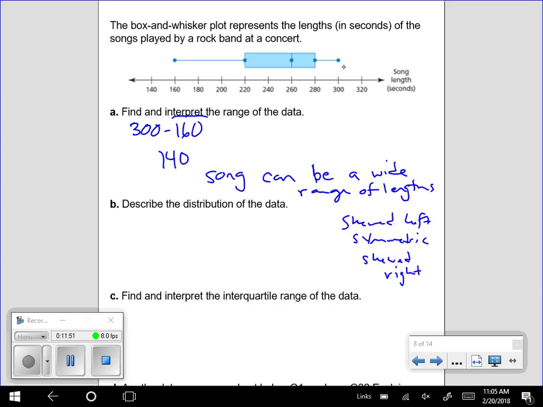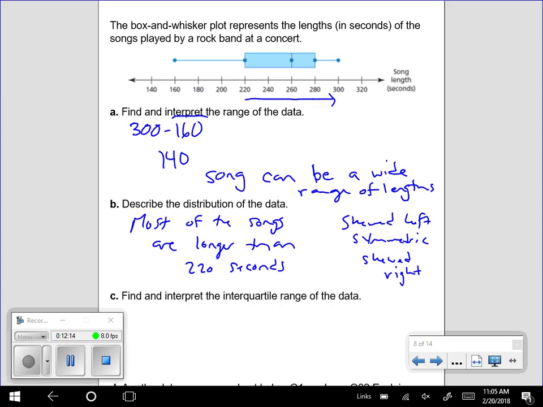Here, if we look at this, we can see that it's skewed left. So that means most of the songs, if you think about it in the situation, are longer than 220 seconds. That's what you could think, because it's skewed this way. Most of the data is on the right side of the plot, right in here.